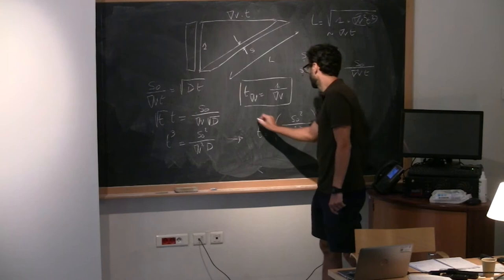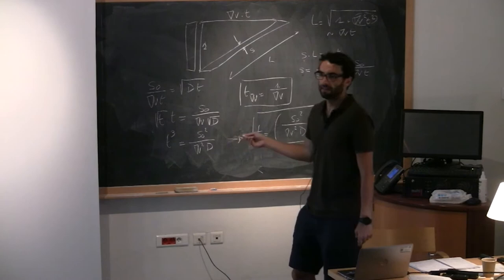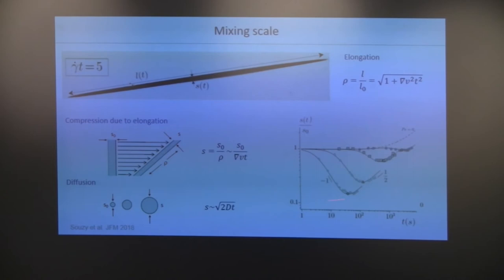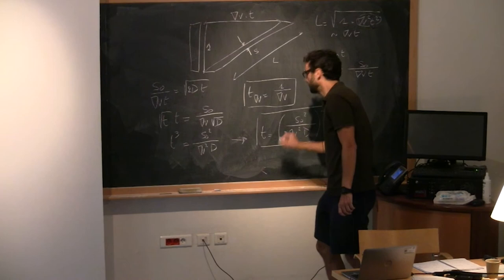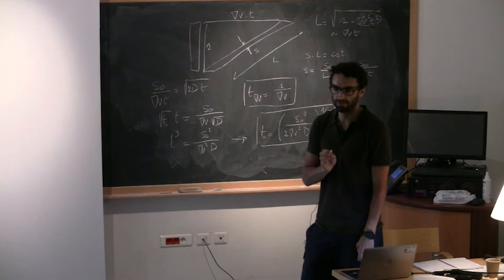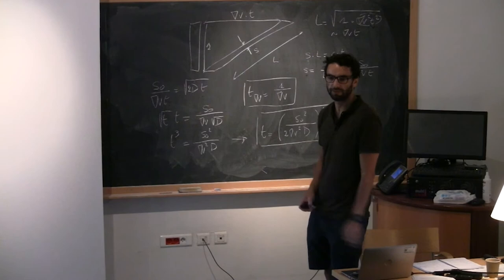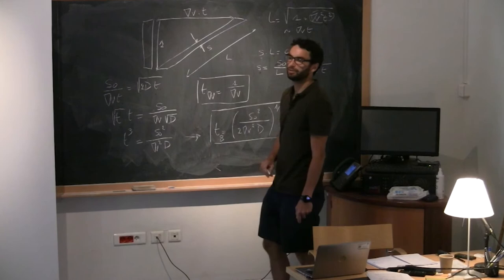So that's a simple reasoning that I can do to understand what is going on here and why this is happening at this time. This is just an order of magnitude estimate. We are not looking at the detail of the prefactor. We want more to know how it depends on diffusion and on velocity than the exact prefactor. So we have here the time, which I'm going to call TB, B for Batchelor.